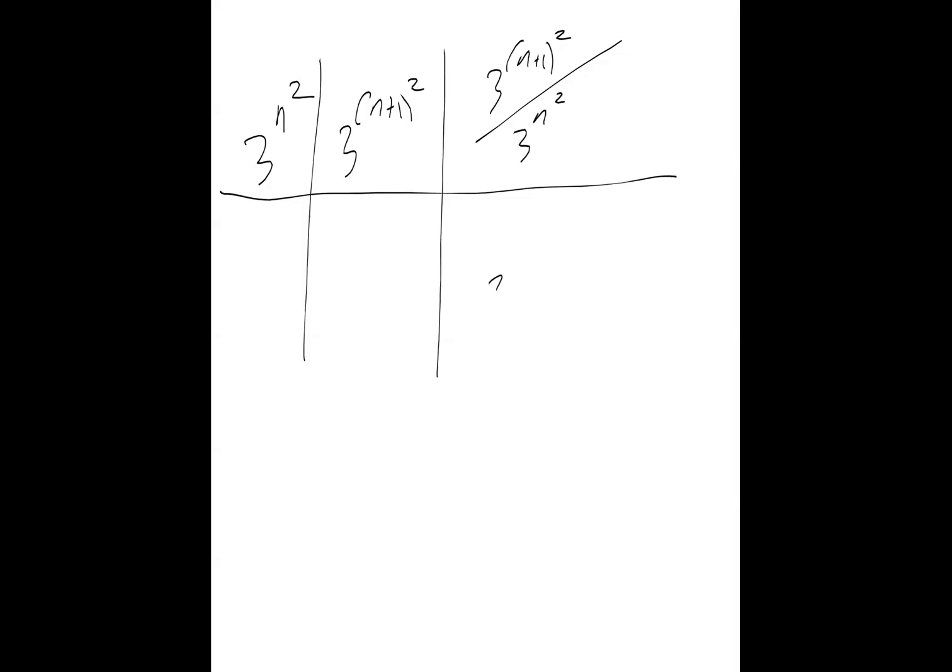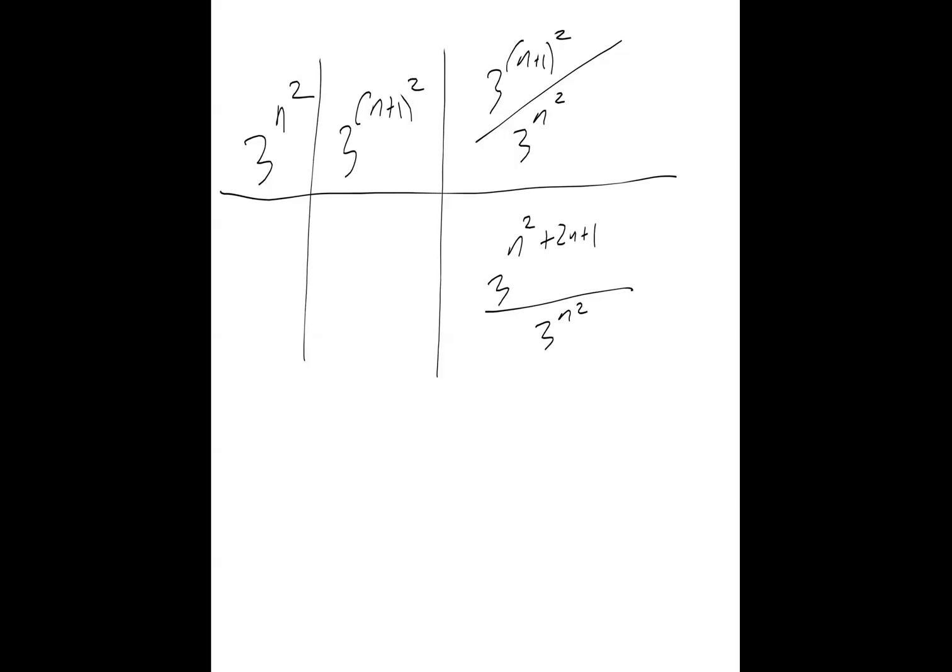So Zoe said n plus 1 squared is equal to n squared plus 2n plus 1. And you're right about that. So that's what it would be, is 3 to the power of n squared plus 2n plus 1 divided by 3 to the power of n squared. What can you do with powers, by the way?